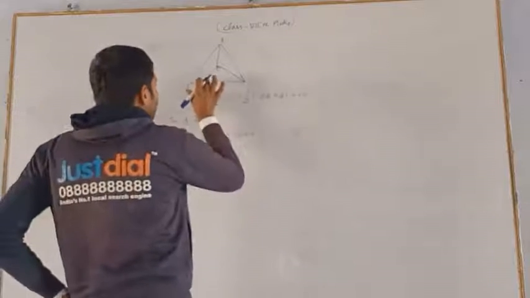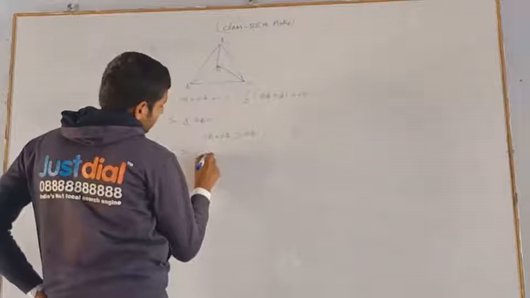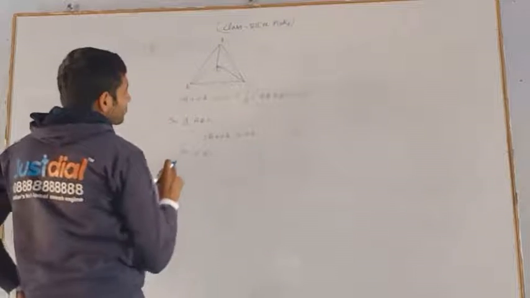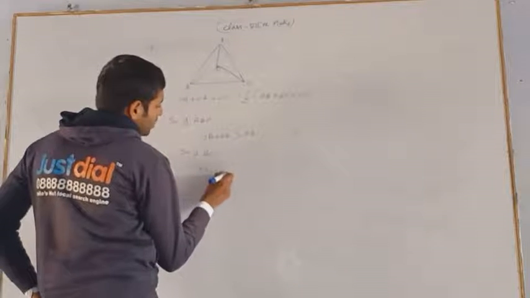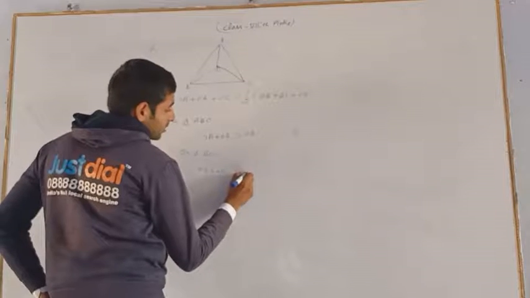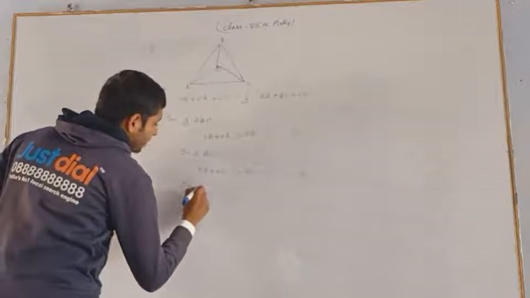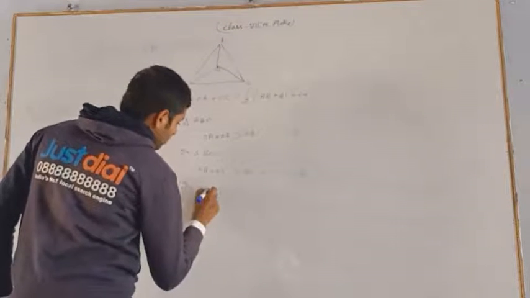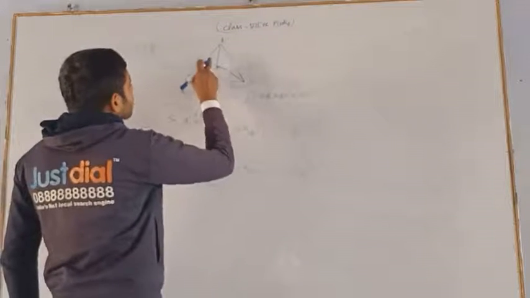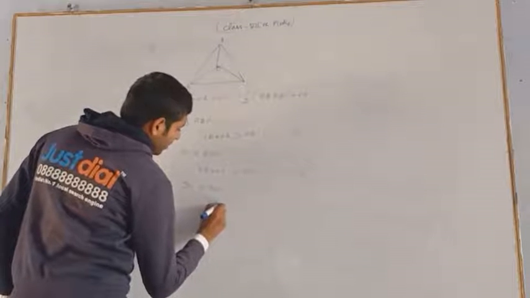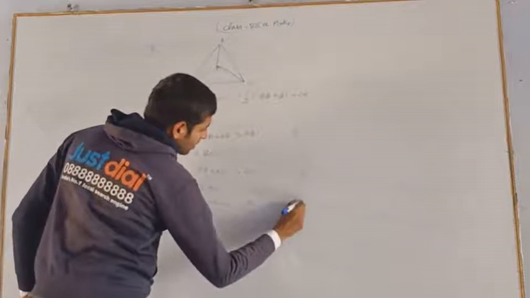Okay. In triangle BOC we get OB plus OC is greater than BC. Equation number second. Again, in triangle AOC we get OC plus OA is greater than AC. That is equation number third.